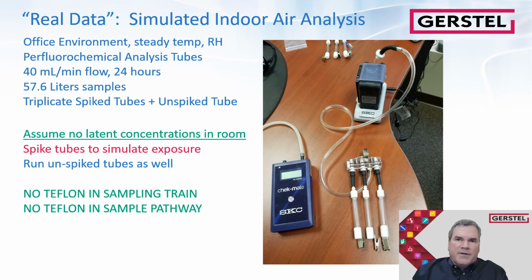All these tubes were spiked with PFAS before they were run. That was done on purpose because we have to assume that there's no PFAS in the room, no latent concentrations, but we spiked the tubes to simulate the exposure as if there were. And of course, you run an unspiked tube by comparison, that way we'll have some idea of what really is in the room. And again, no Teflon in the sampling train, none in its sample pathway. All the little white pieces you see in that picture are actually polyethylene, high density polyethylene. They're not Teflon at all. So there's no Teflon in the sample train.